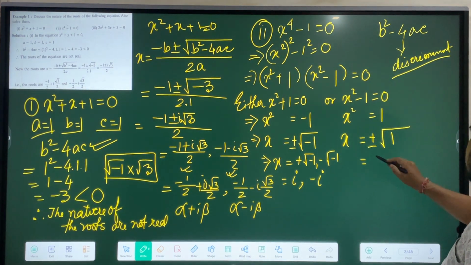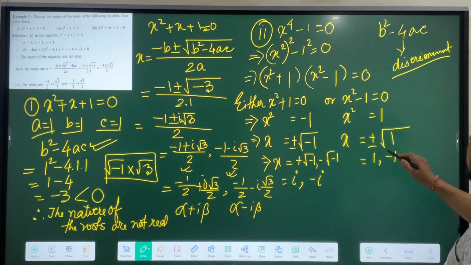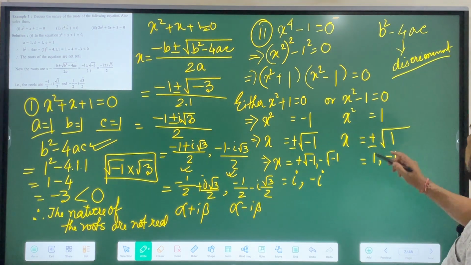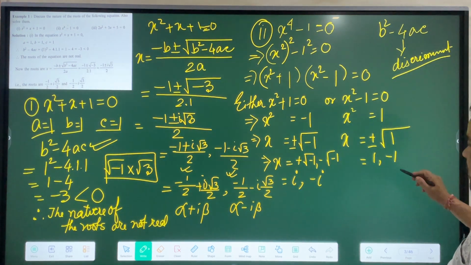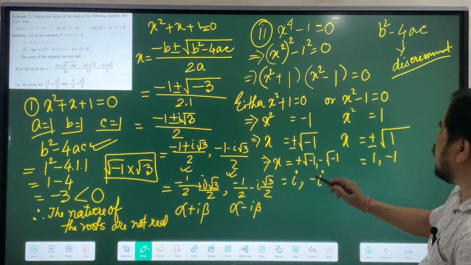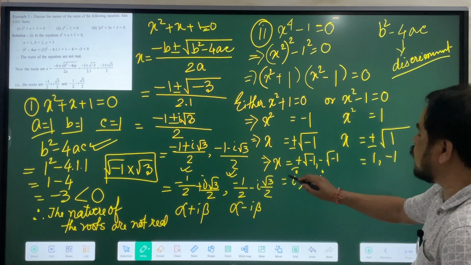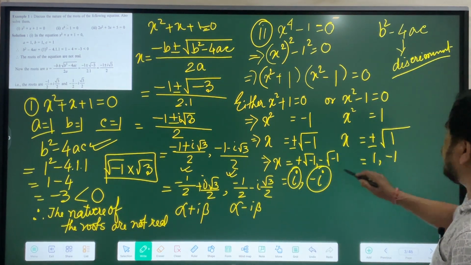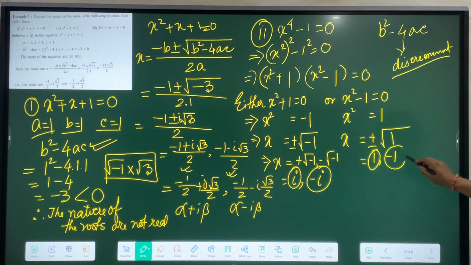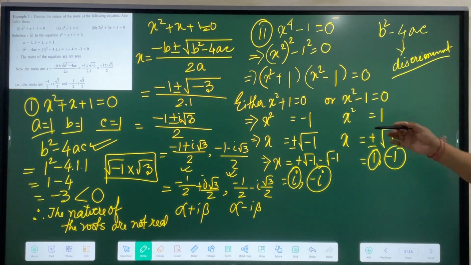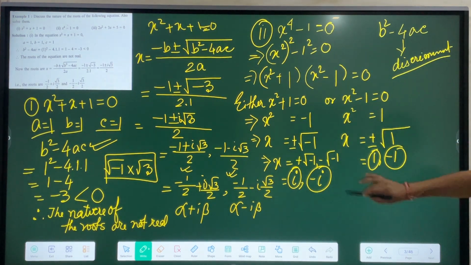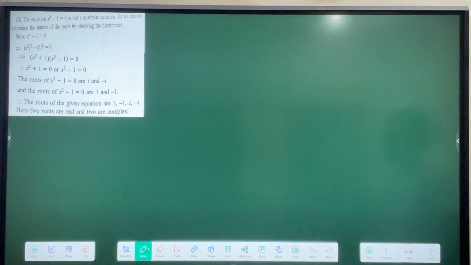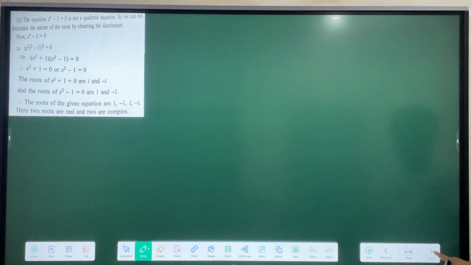There is no minus sign. So 1 is 1, the other one is minus 1. Square root of 1 is 1. One time plus 1, other time minus 1. I hope you understand. So we have got four values. This one, this one, this one, and this one. Total 4. We have got 4 roots. Why? I have already told you. Because the highest power of x is 4. I hope this one you understand. This is done here. So you can understand this.